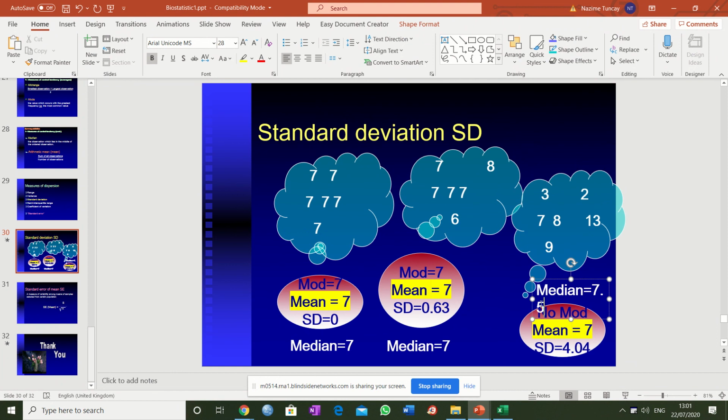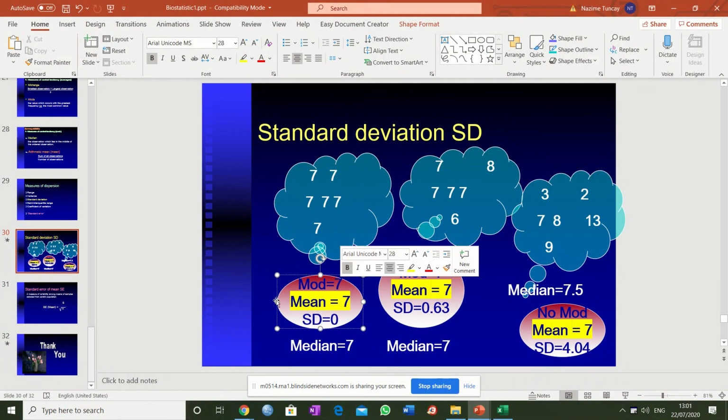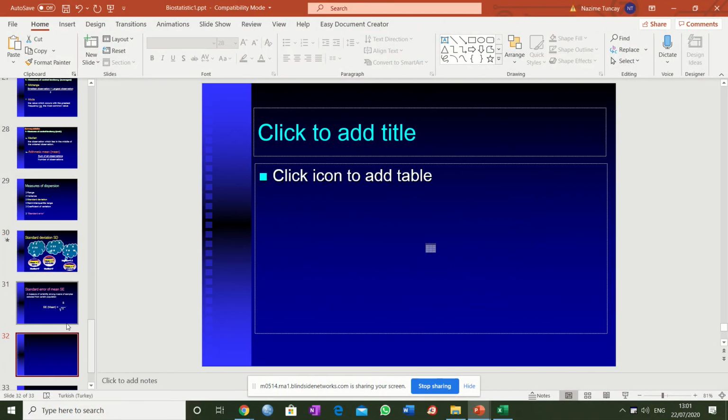Good. So here, this distribution over here and this distribution are normal distributions. However, this one is not a normal distribution. How do we understand that? The important thing here is the values of mean, mode, and median.